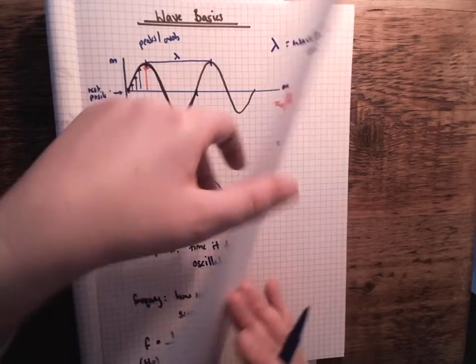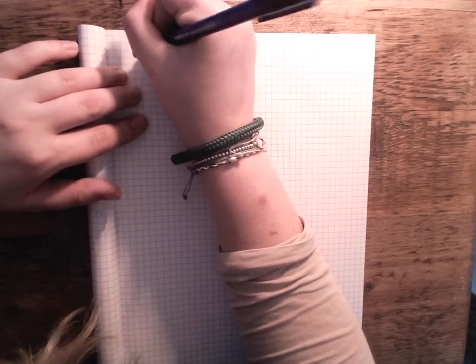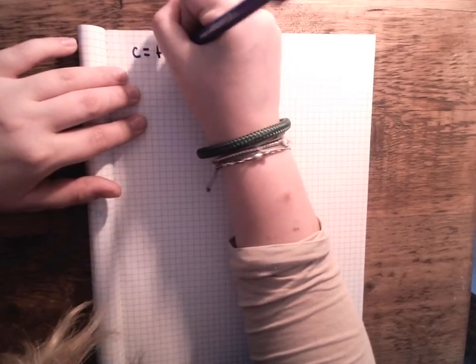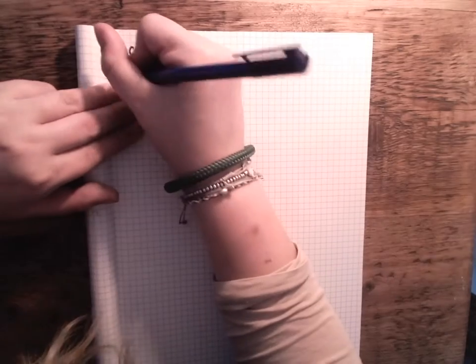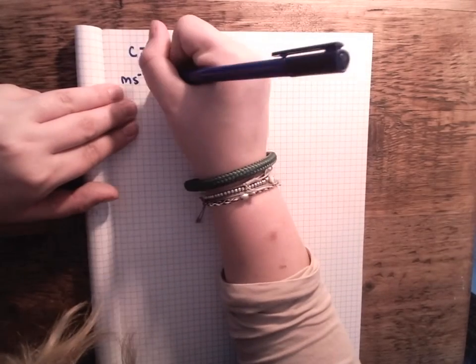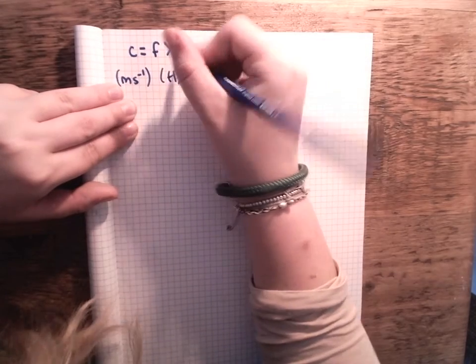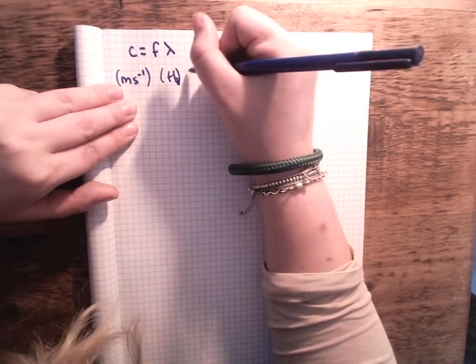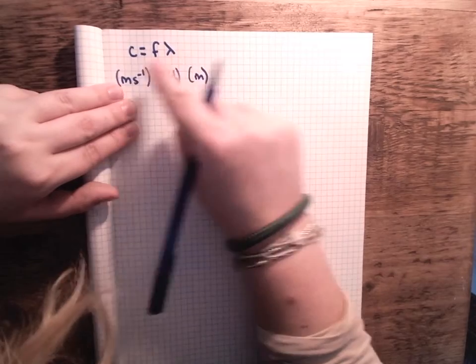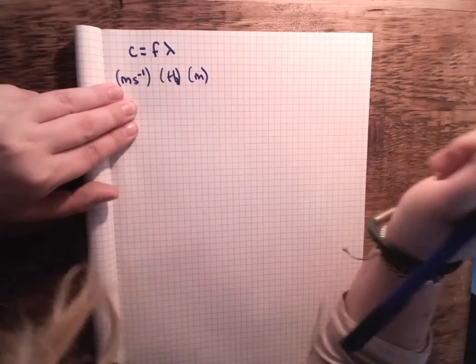We also have another equation that we can use with waves. Actually, we have two different ones for measuring wave speed. So we can say that c is equal to f lambda. In this case, c would be meters per second, our frequency is in hertz, and our lambda is in meters, so our wavelength. So speed is equal to frequency times wavelength.